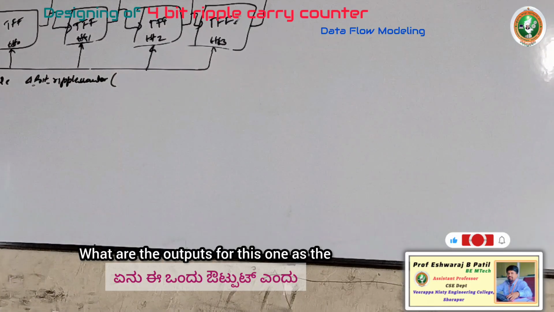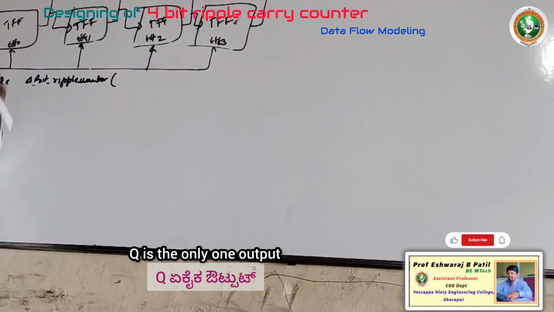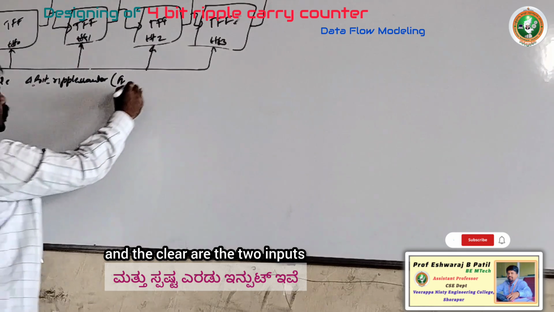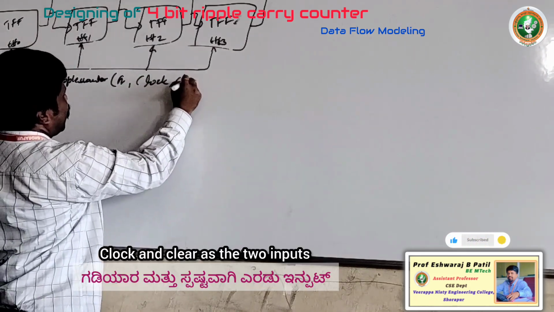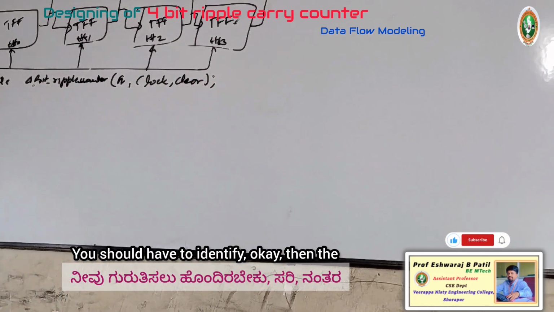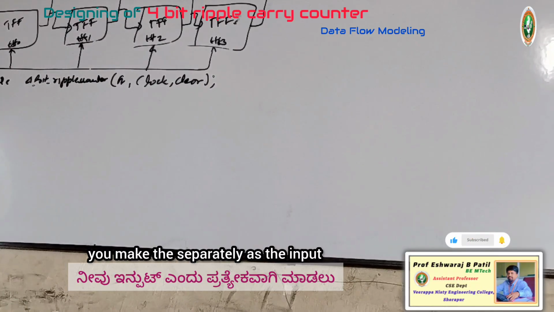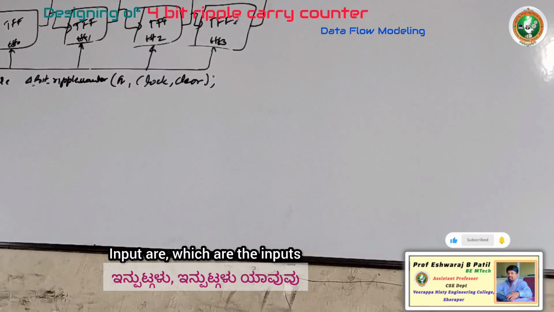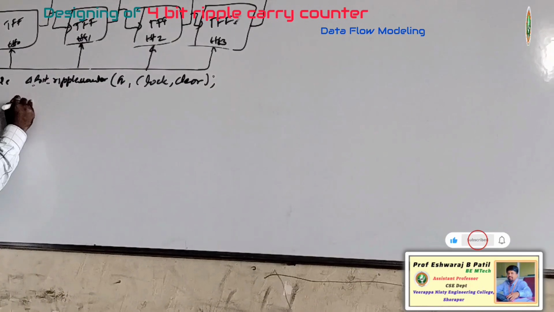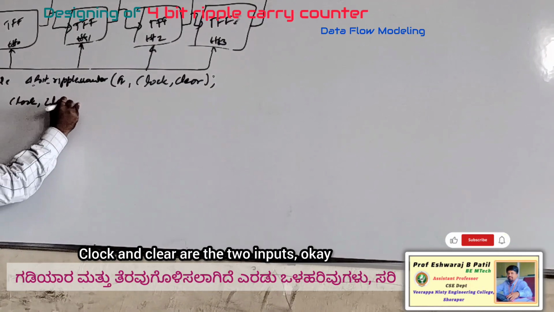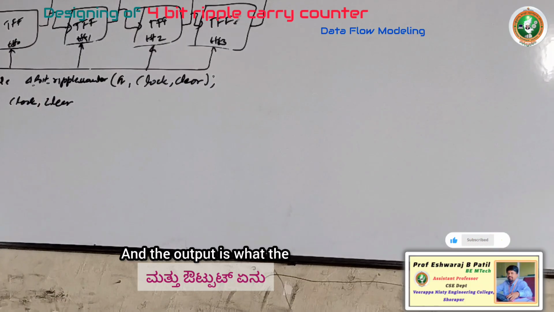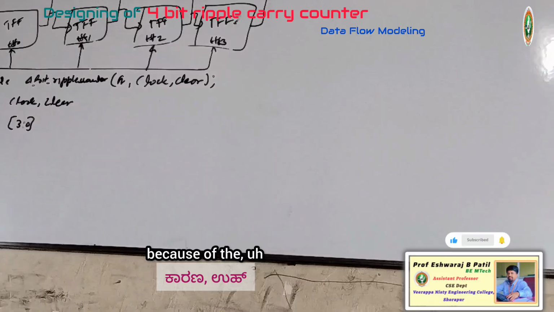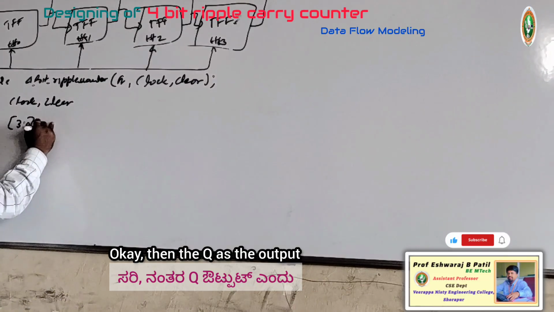What are the outputs for this one? Q is the only output, and the inputs are the clock and the clear. You should identify these, then declare them separately as input and output. The inputs are clock and clear, and the output is Q, in vector form because it has 4 bits.